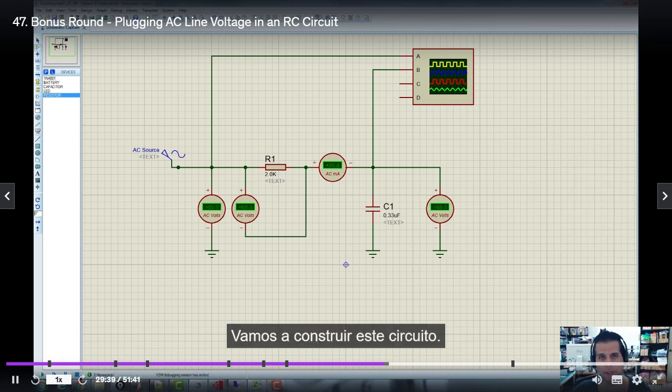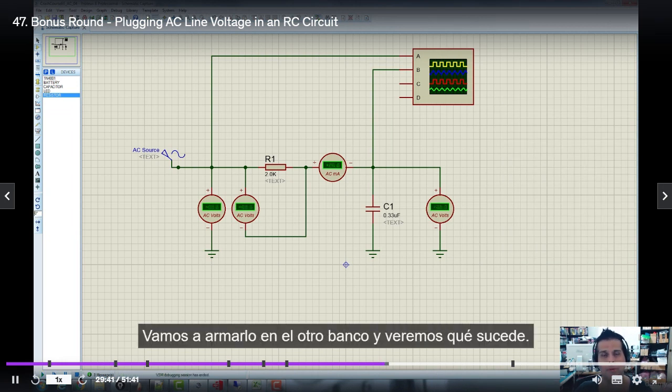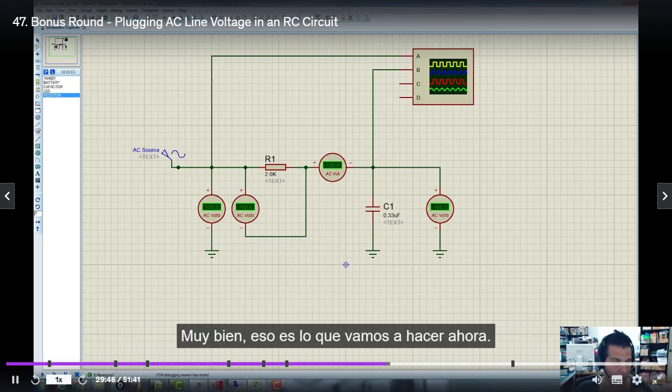We're going to go build this circuit. We already built it. We're going to go assemble it over on the other bench, and we're going to see what happens. All right, so that's what we're going to do now. So let's go do that.